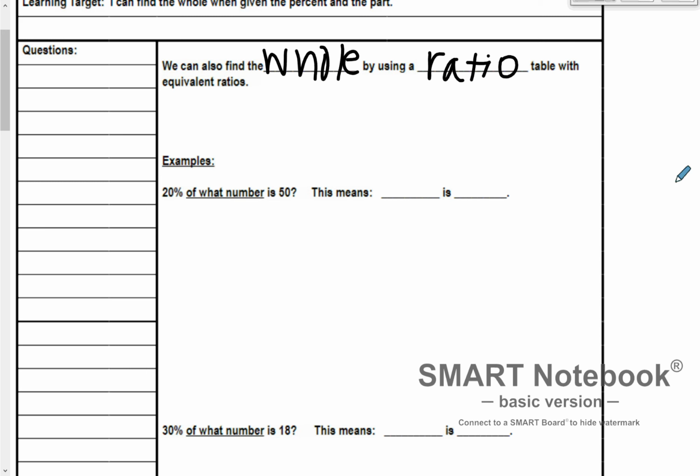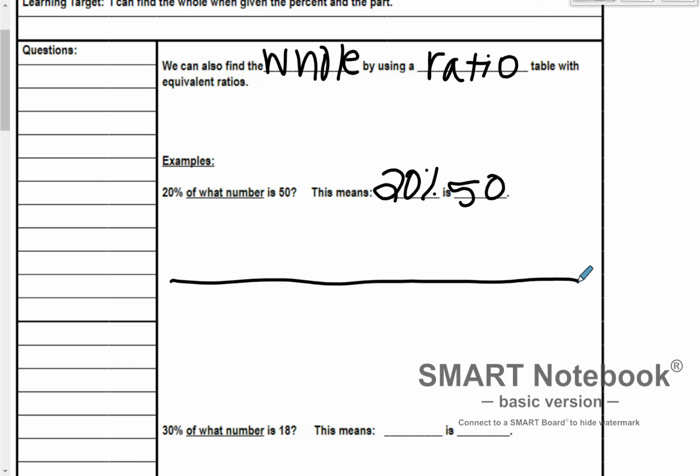20% of what number is 50? This means that 20% is equal to 50. So when we set up our ratio table, I'm going to make it going across just so that we have more space. You can always make it going down. It does not matter which way you make your ratio table.